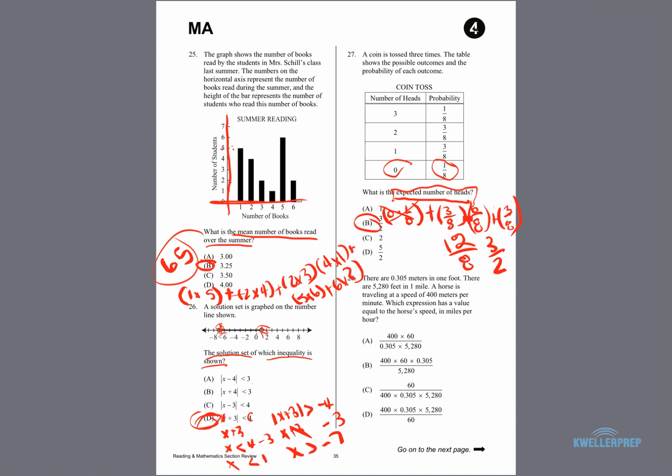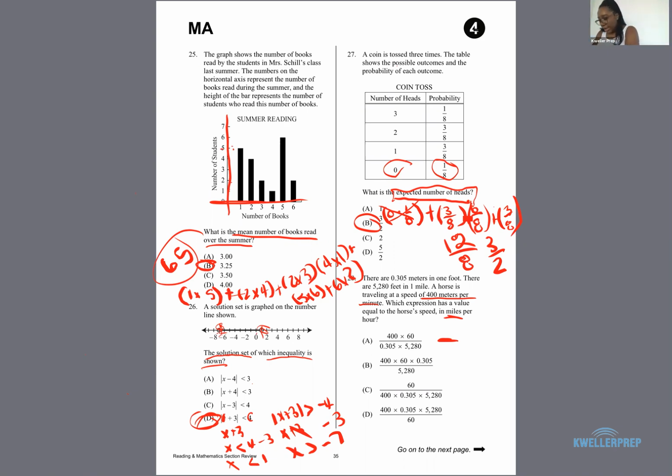Awesome. Next, 28. There are 0.305 meters in 1 foot. There are 5,280 feet in 1 mile. A horse is traveling at a speed of 400 meters per minute. Which expression has a value equal to the horse's speed in miles per hour? Okay, so because they want everything in miles per hour, you need to make sure that your hour value is in the denominator and your miles value is in the numerator because it's miles per hour.